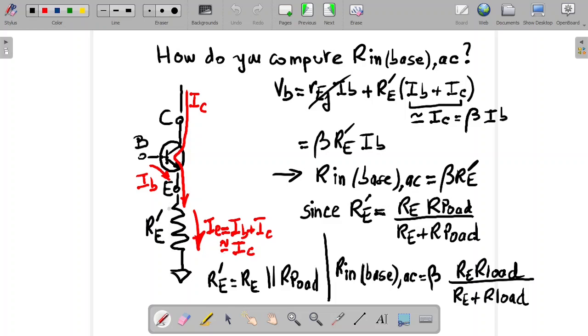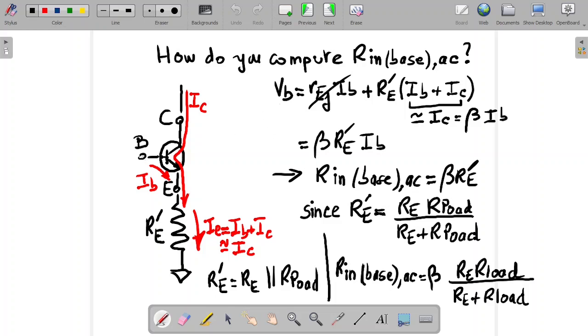Here the emitter resistance, I call it Re prime, because if you go back to the previous picture, we don't have just Re, we have Re in parallel with the load, R load. Re in parallel with R load, so that's why I call it Re prime. But if there's no load, it's just Re. So how do you compute that?